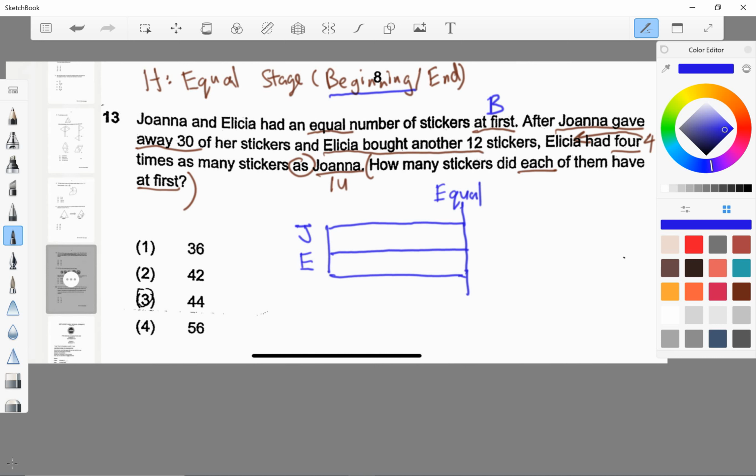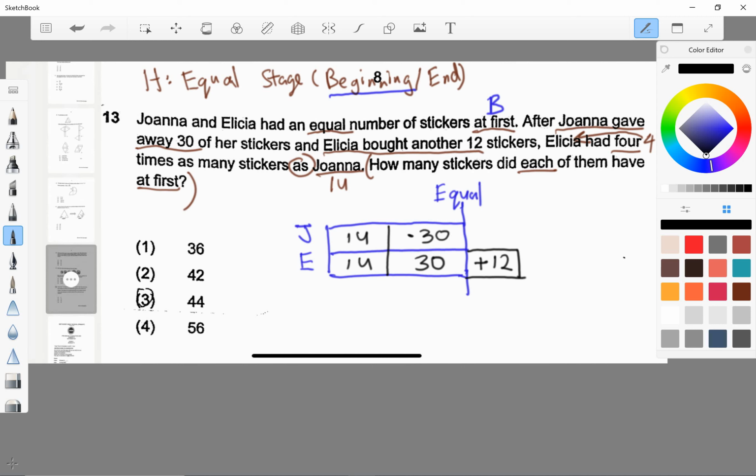I'll underline my heuristic, which I've written above the question for your reference as well. It is mentioned that Joanna gave away 30 of her stickers. So if Joanna gave away 30, this means I need to subtract 30 from Joanna's bar. In Singapore we call this bar modeling. If the space above is 30, the space below will also be 30. And what happened to Elisha? She bought another 12. That means there's a positive change, an additional 12. I will add that in. And because Elisha has 4 times as many as Joanna, Joanna is 1 unit and Elisha will be 4 units.